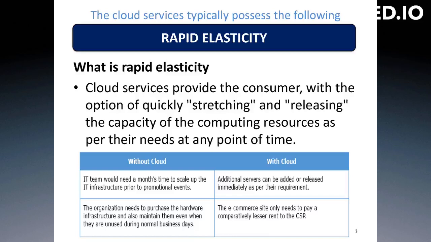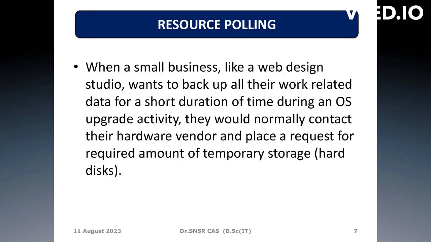So now with cloud, additional servers can be added or released immediately as per their requirements. The e-commerce site only needs to pay a comparatively lesser rent to the CSP. So this is what it is with cloud. Whenever they want, they can use, and whenever they don't need, they can release it. Whatever you use, you pay for. You are utilizing that, and if you pay for that alone, that is enough. So that is what cloud is. Now let us go to the next topic, resource pooling.